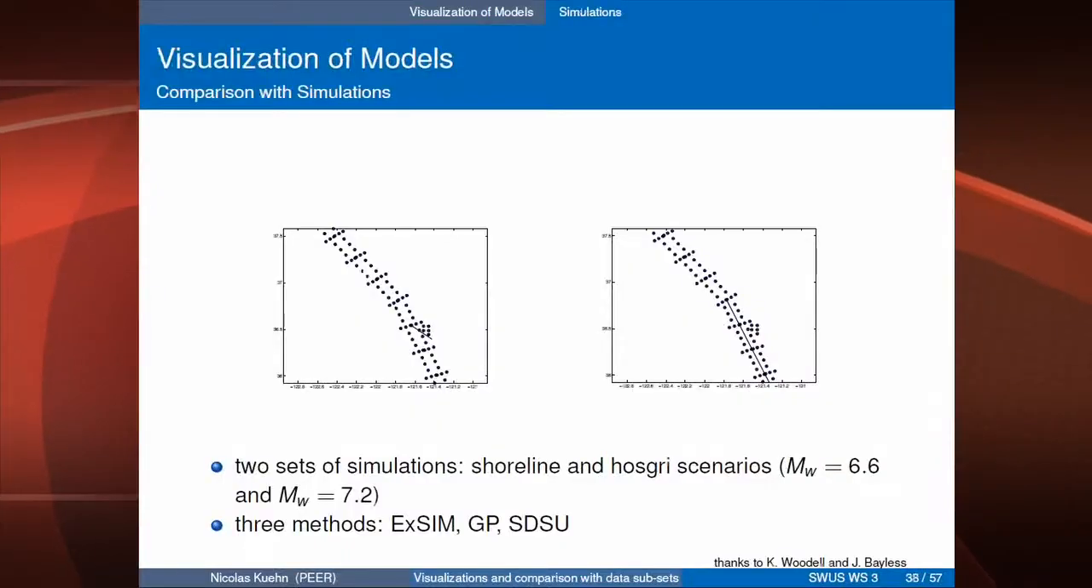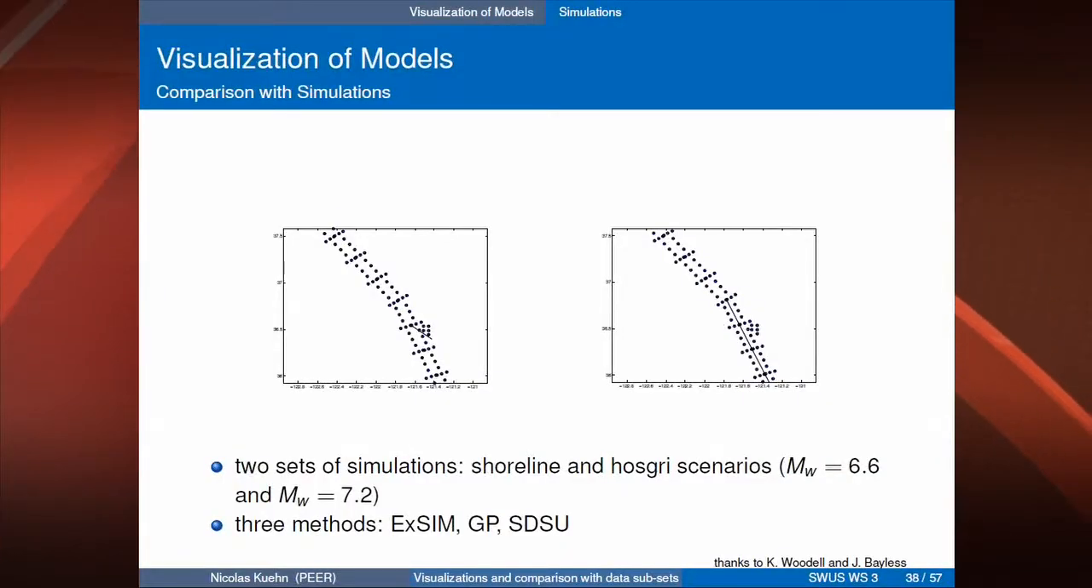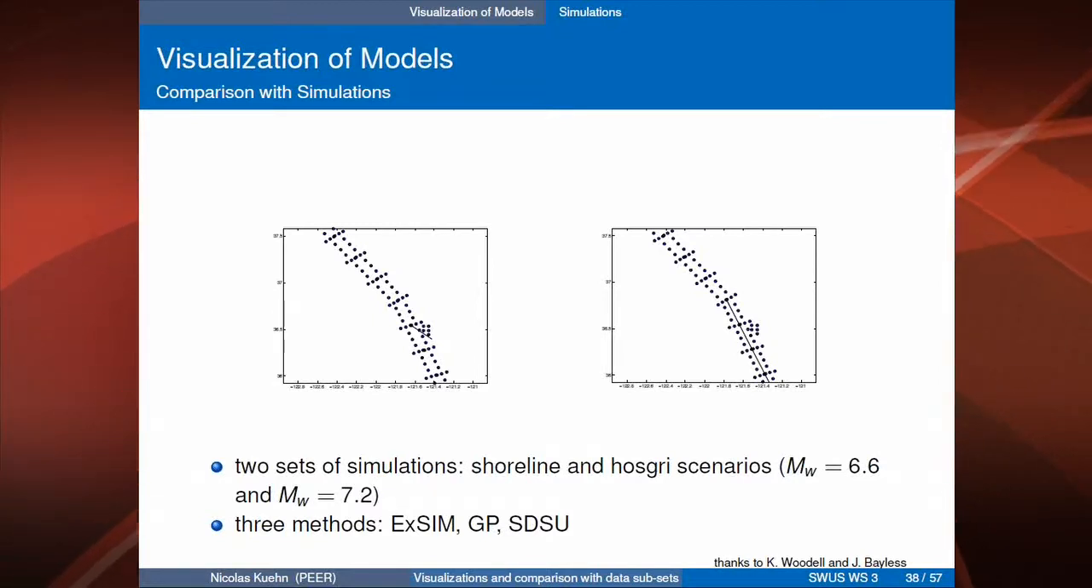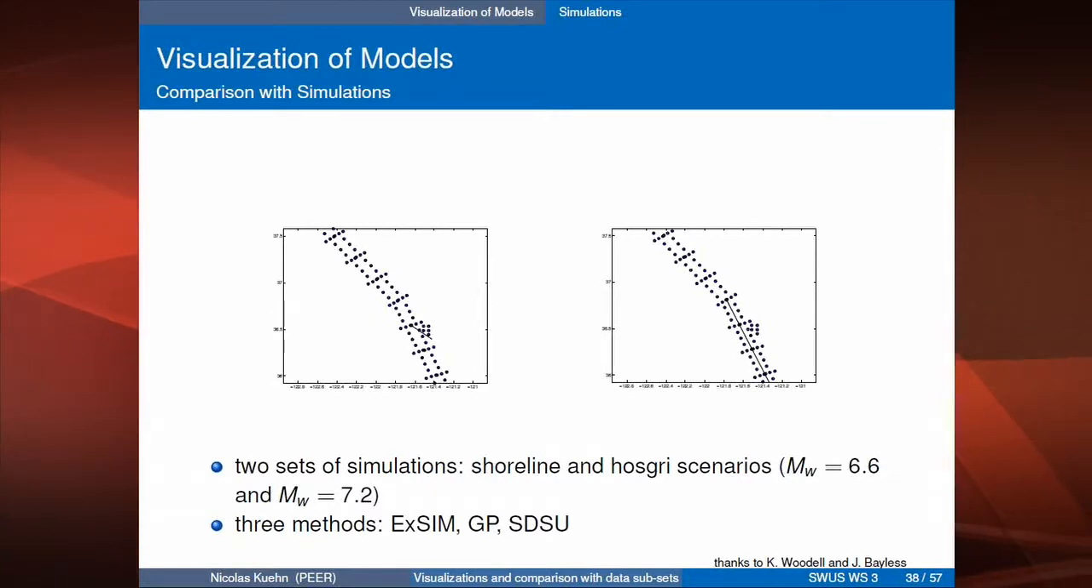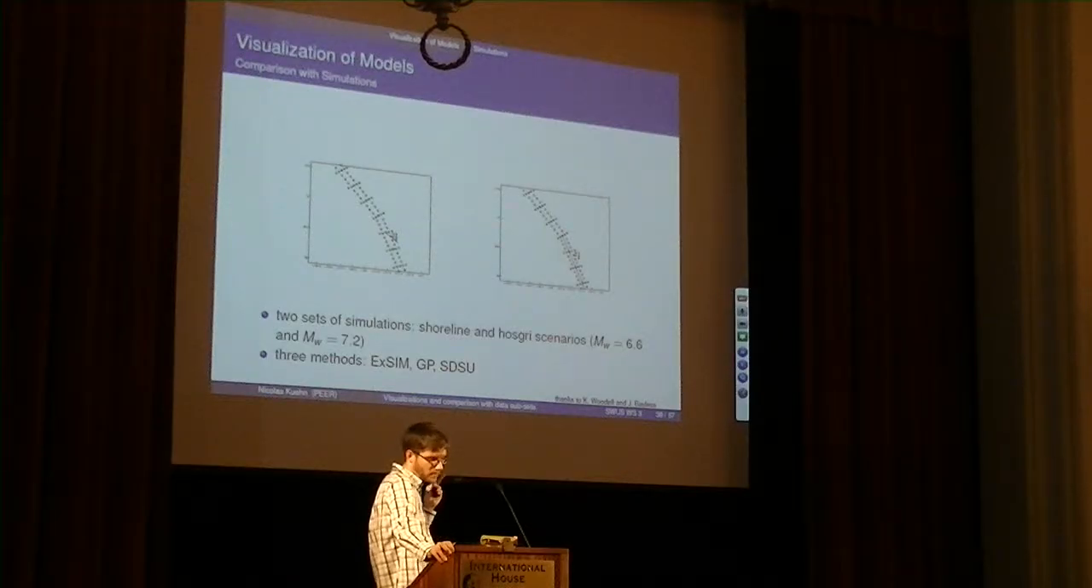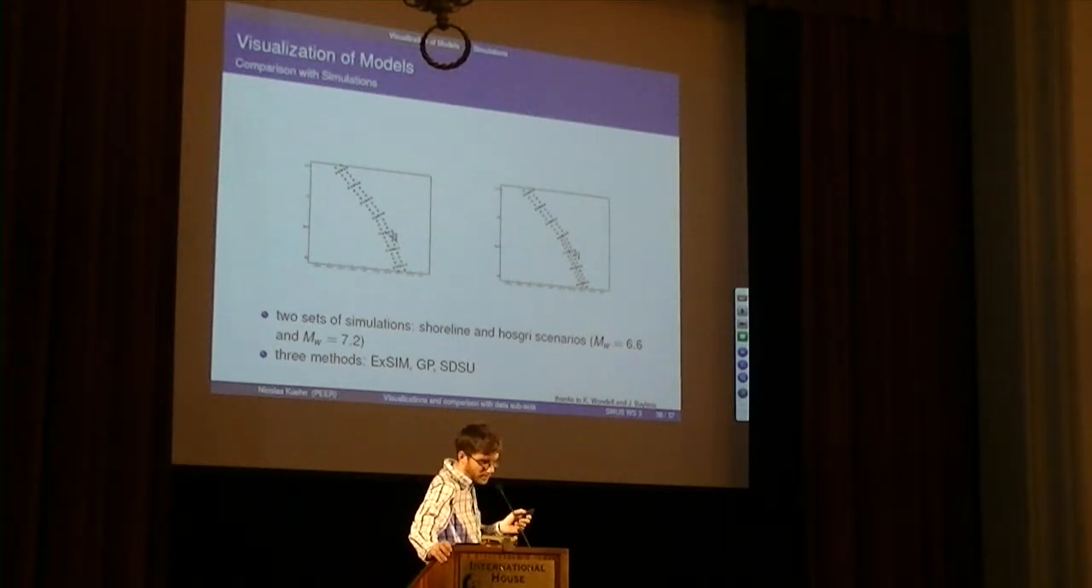Can you get to a simulation plot? So I've got the same thing for the different simulations. For this case, I got from Katie and Jeff 2 sets of simulations for the Shoreline and Hopkins scenarios. They're at magnitude 6.6 and 7.2, and they have the 3 simulation methods: XSIM, Graves-Pitarka, and SDSU.